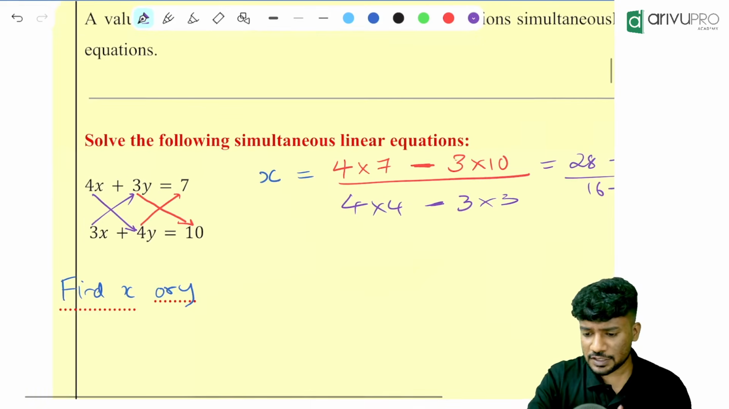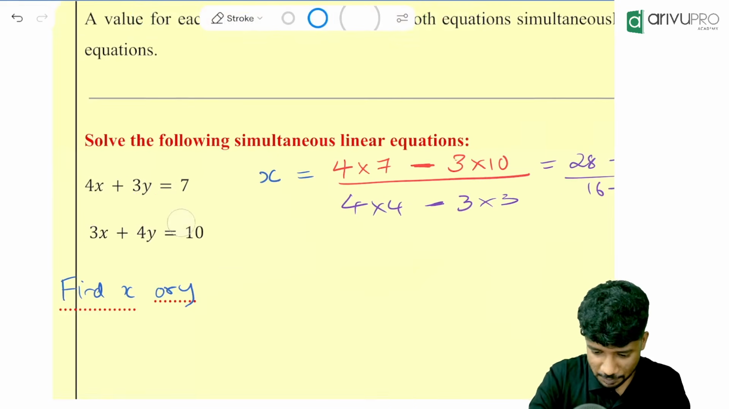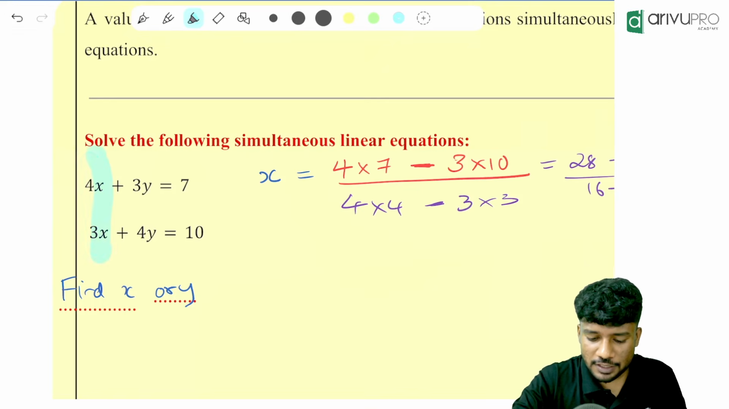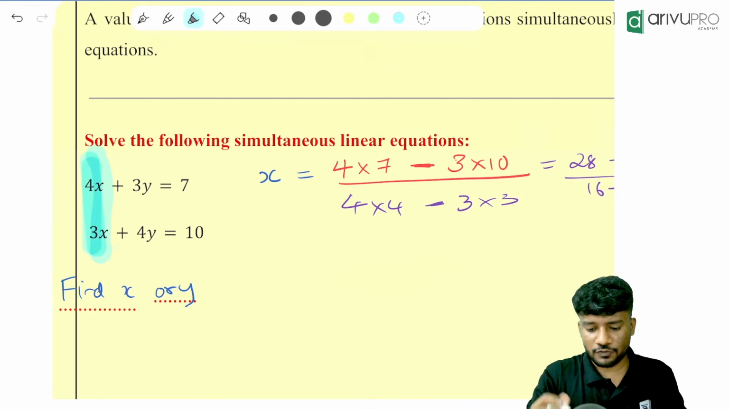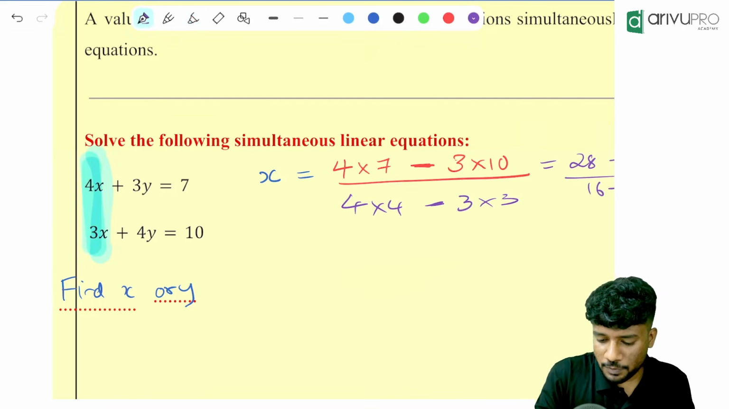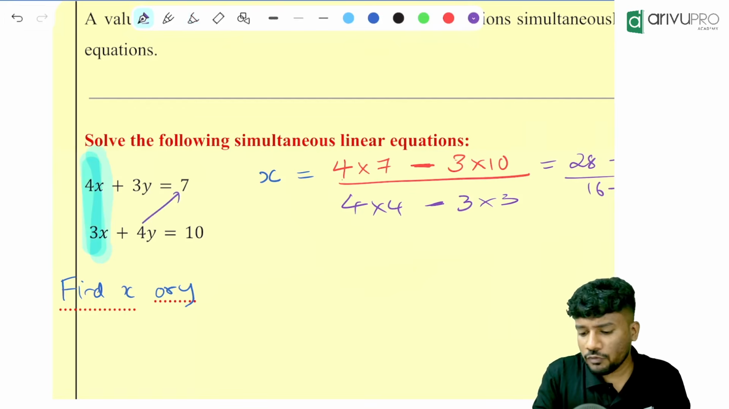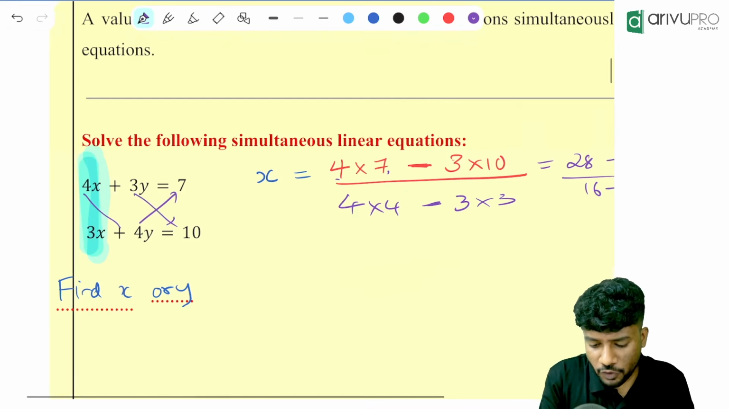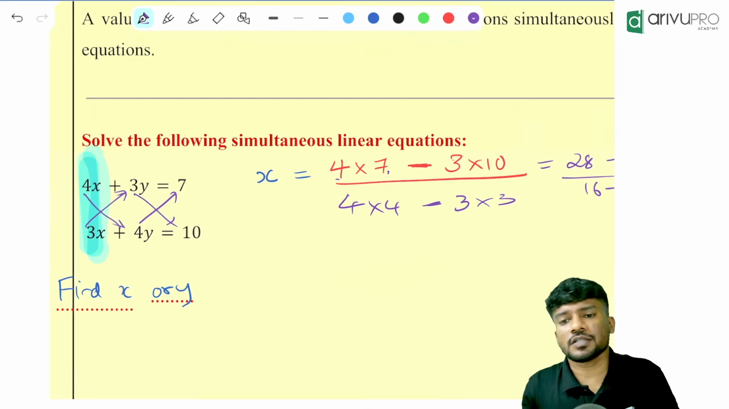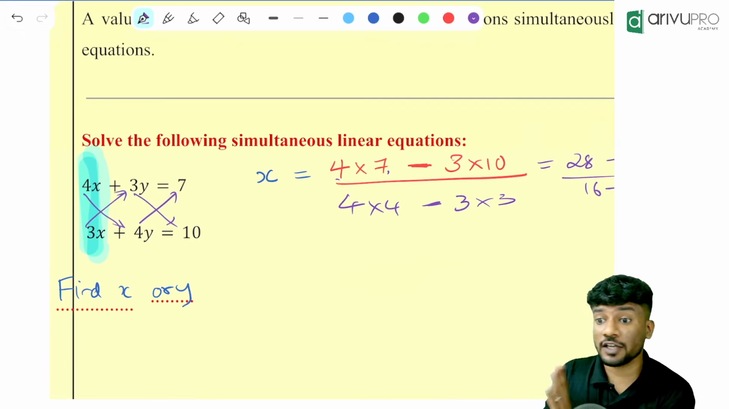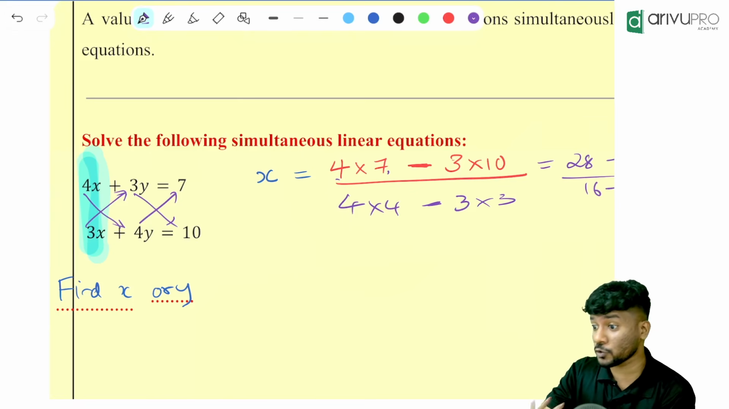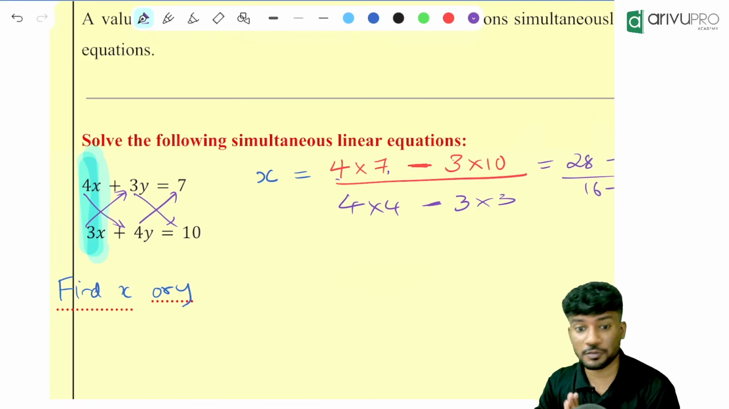Now, that is the way of finding x. How did you find x? I will re-narrate everything because it is important. In order to find the value of x, you will ignore x. You will not consider x at all. Then you will go from down to up: 4 into 7 minus 3 into 10, divided by 4 into 4 minus 3 into 3. You got the answer within 5 or 6 seconds. First time you will take 2 minutes, but it's not much time that is required.